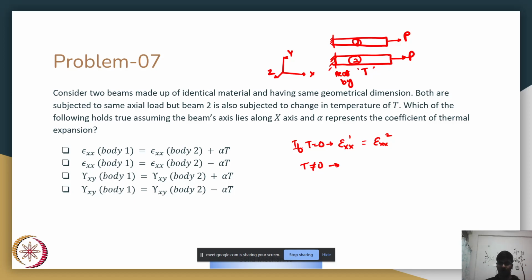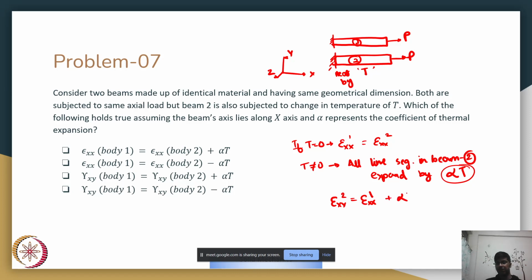So all line segments in beam 2 expand. Sir, the answer is the first option. Yeah, it expands by alpha T, right? So your epsilon xx2 would be greater than your epsilon xx1 by a factor of alpha T, right?